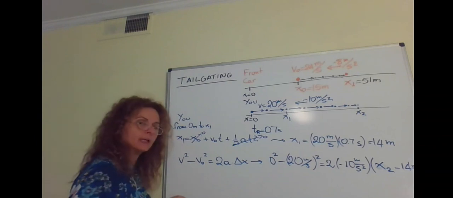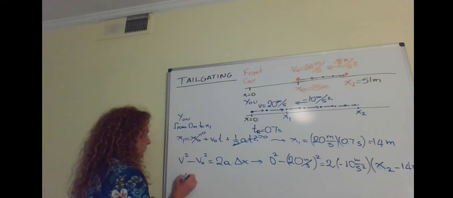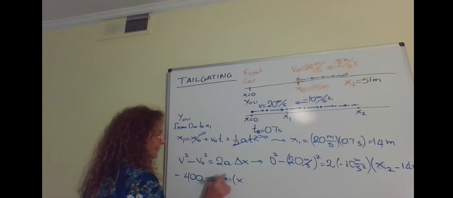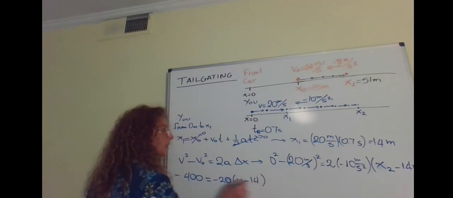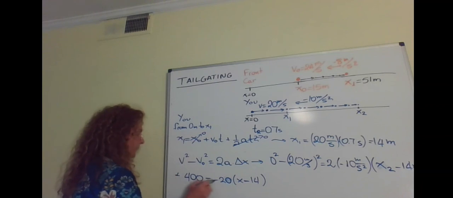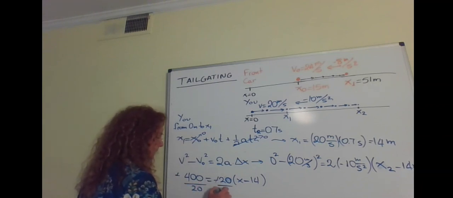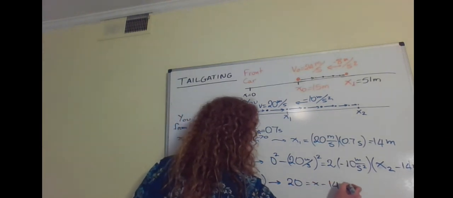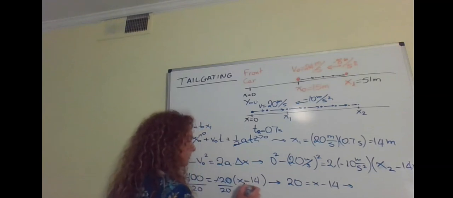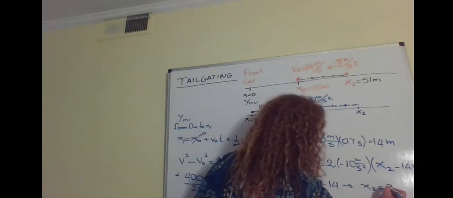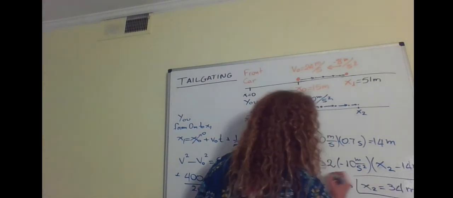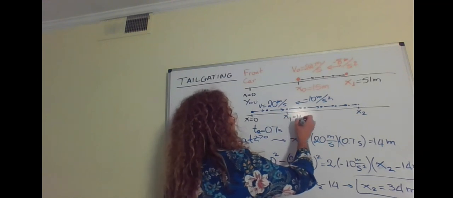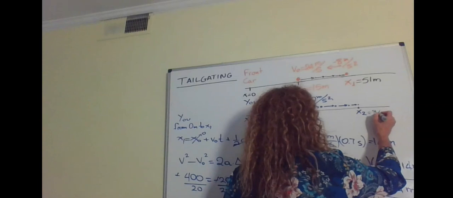Okay, so what do I have? Let's get rid of the unit. You know what it is. So it's negative 400 equals negative 20 times x minus 14. So getting rid of this and dividing by 20, we find that 20 equals x minus 14. So your final position will be at 34 meters, right? So you're going to stop. So this was at 14, and this is at 34 meters.